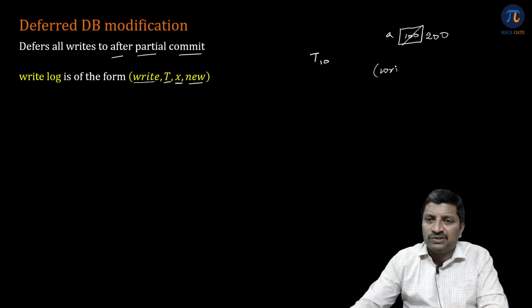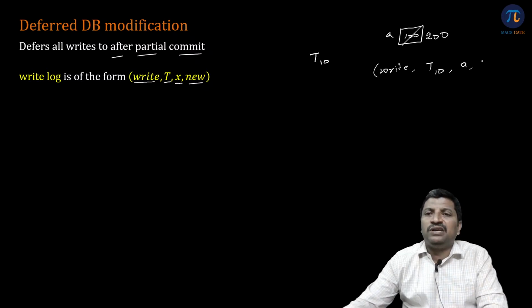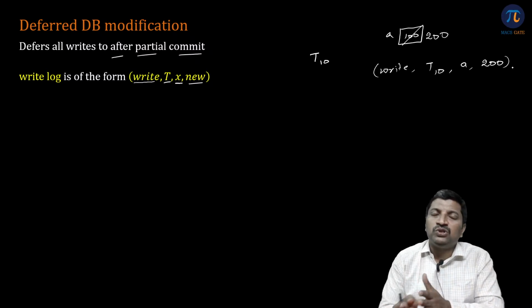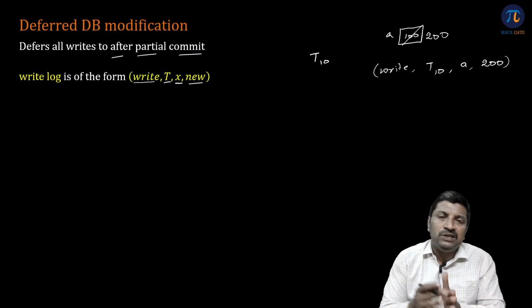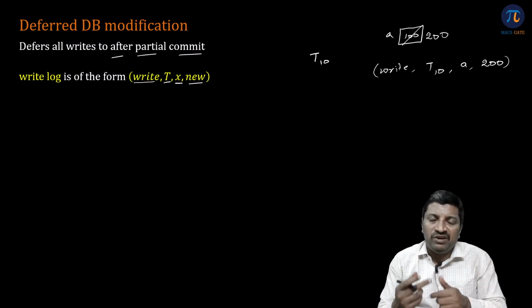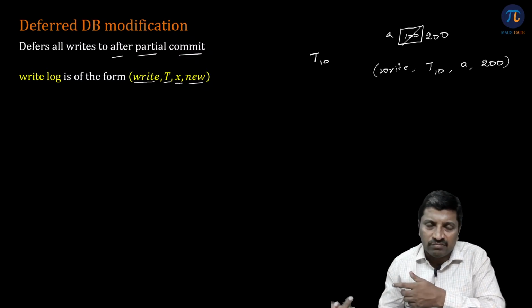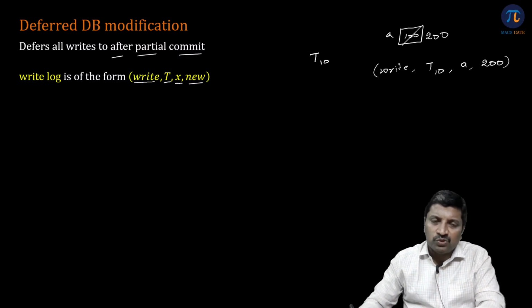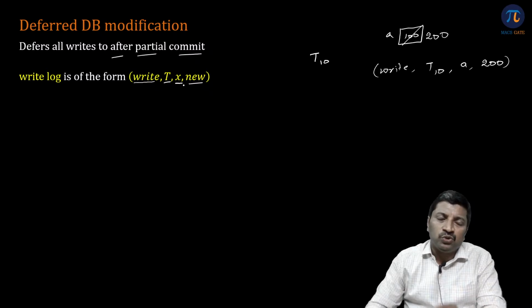Every write operation I am writing in the log. Who is doing it? T10. On which is it doing? A. And what is the new value? 200. We don't store the old value because we are not undoing any operation. We are just redoing it. Whenever you are redoing or restarting, I need only the new value. I don't need the old value. So that's why here we are not storing the old value of X in this log.